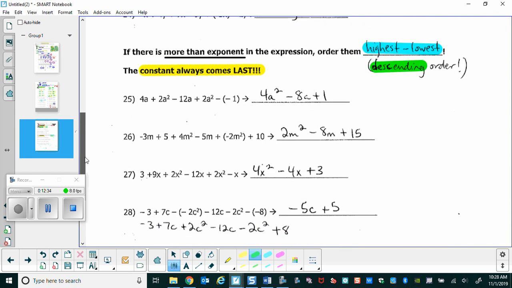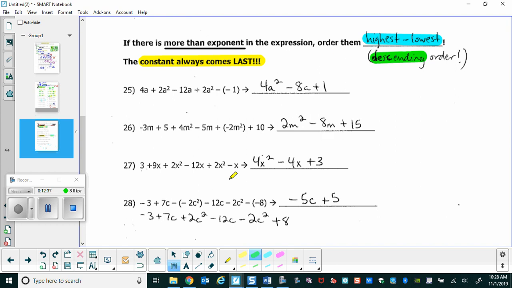And in this section down here, when you have more than one exponent, we organize them highest to lowest. So notice in number 25, I see that we have a squareds. Here's an a squared. We also have a's, and then we have a constant. So if I take my 2a squareds and add it to 2a squareds, that's where I'm getting my 4a squareds. And then when I do my 4a minus 12a, 4 of them minus 12 of them is -8a. And then because we have a minus -1, that's the same as adding 1, that's going to be the constant.